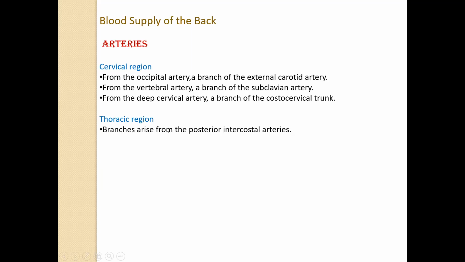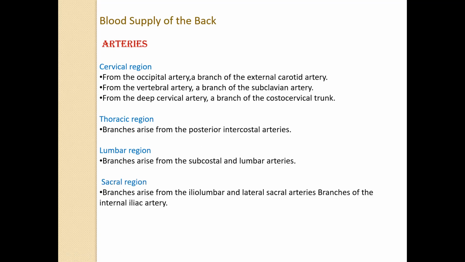And in the thoracic region, muscles are supplied by branches arising from the posterior intercostal arteries. In the lumbar region, the muscles are supplied by the branches arising from subcostal and lumbar arteries. In the sacral region, the muscles are supplied by the branches arising from iliolumbar and lateral sacral arteries and branches of the internal iliac artery.